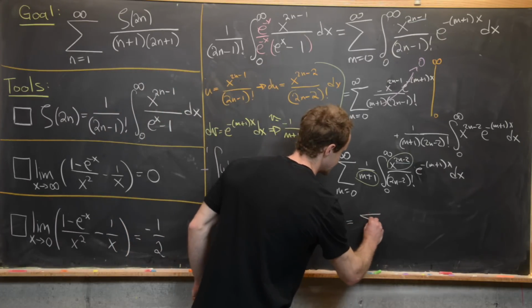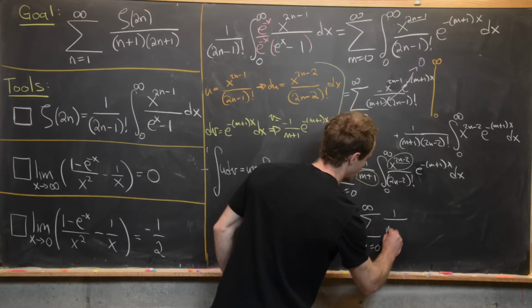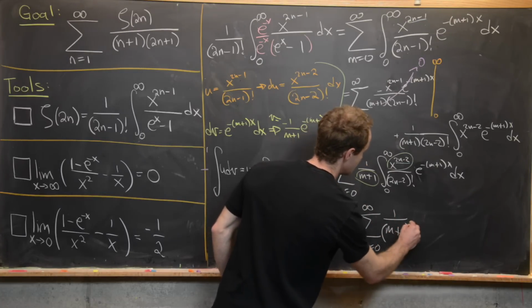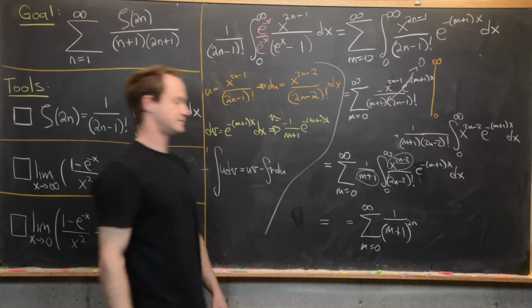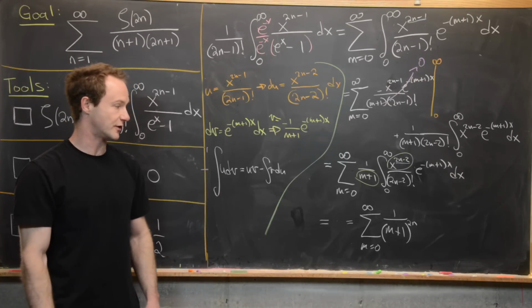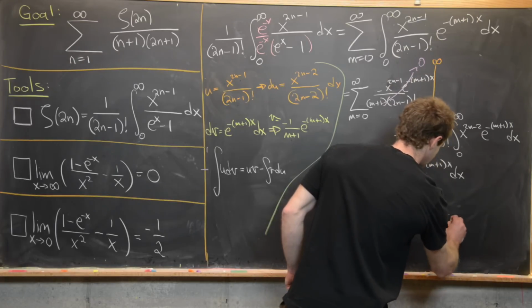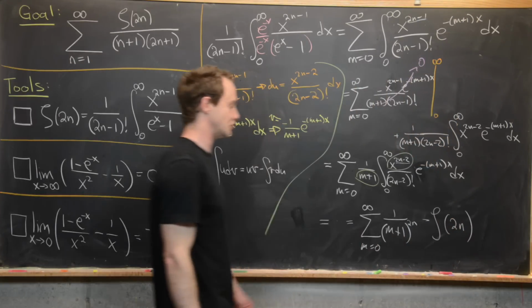This is equal to this sum as m goes from 0 to infinity of 1 over m plus 1 to the 2n, again continuing this process, doing integration by parts over and over and over. But that is exactly the definition of the zeta function evaluated at 2n.